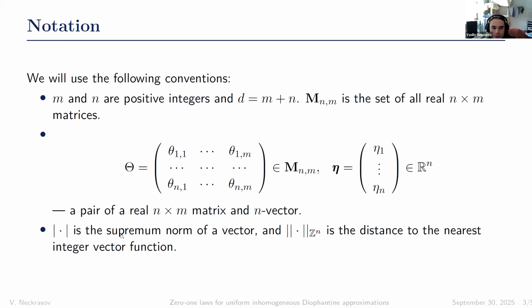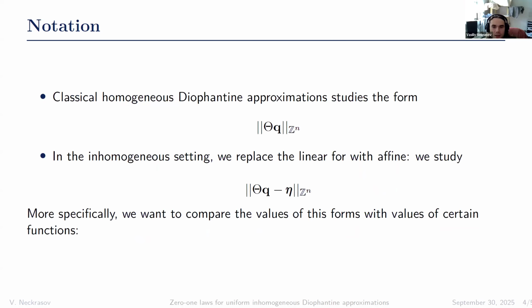Finally, this is a notation for the supremum norm. I will not write infinity or max, just one vertical line is the supremum norm. And two vertical lines, sometimes with the subscript Z and sometimes not, will always refer to the distance to the nearest integer function. The distance to the nearest integer is a function where we take the minimal norm over all the integer shifts of our vector. So we consider the minimum over all the shifts by an integer vector, and one vertical line becomes two.